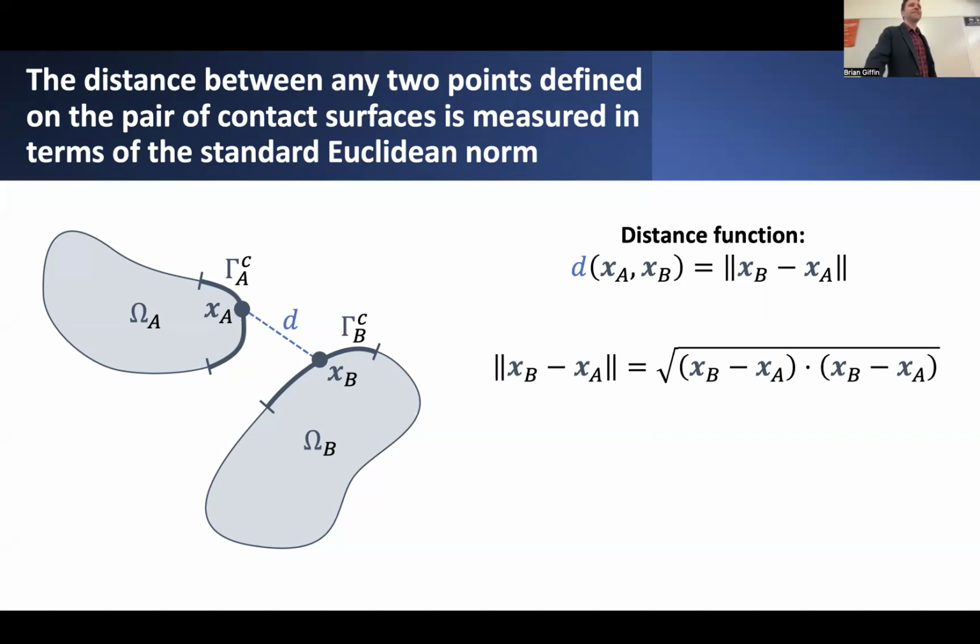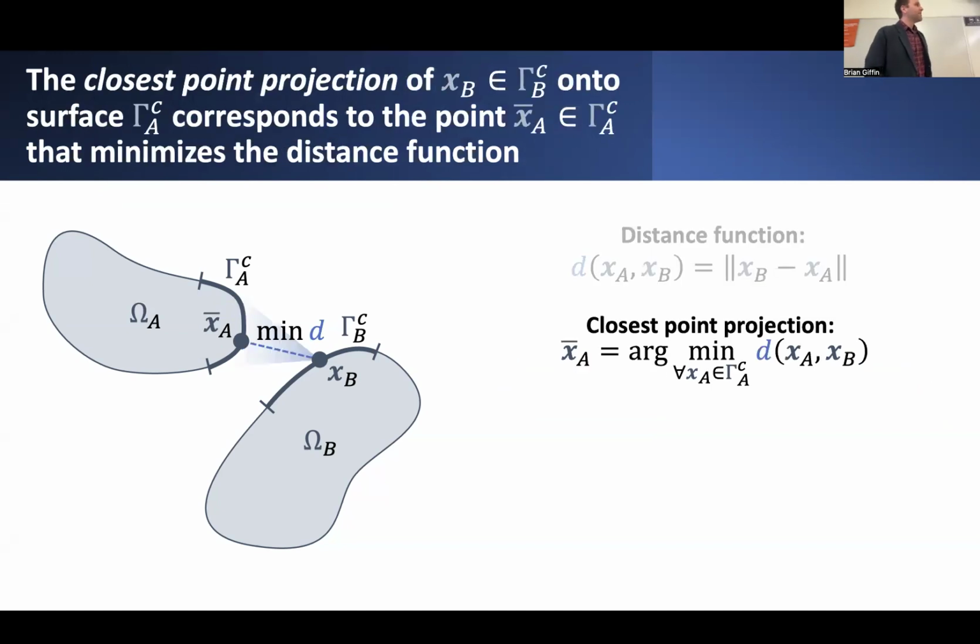Now, not just distance do we want to measure, but we also want to measure what is the closest point to any other point given some particular point xB on surface B. So imagine I said, okay, let's look at surface B and just choose this particular point xB. Now, given this point, assuming it's fixed, what is the closest point to point xB on the opposing surface A?